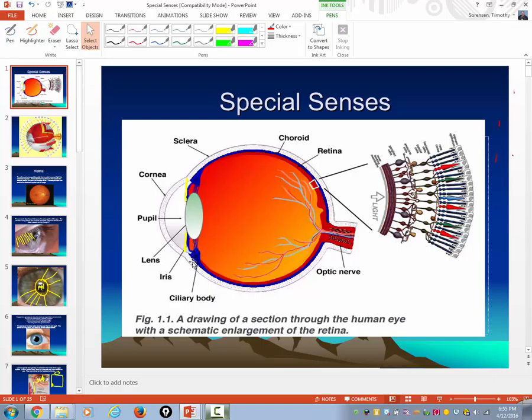If you look, you have specialized tissue that lines the entire posterior chamber called the retina. The retina is where photons of light are converted into electrical impulses. Those electrical impulses that are created in the retina are then transported by the optic nerve through the optic chiasm and then to the occipital lobe of your brain, where they're interpreted and converted into visual stimuli. Say yes. You're with me.